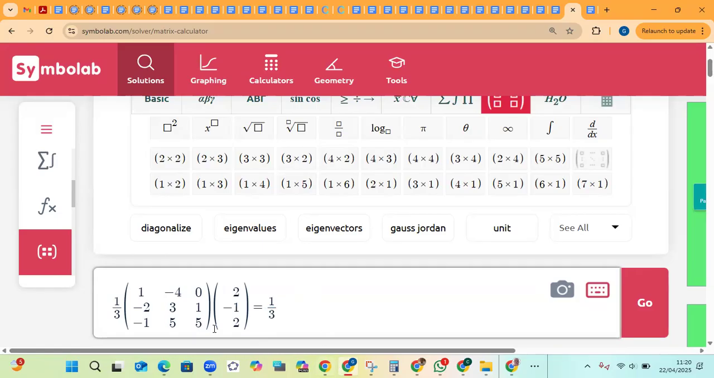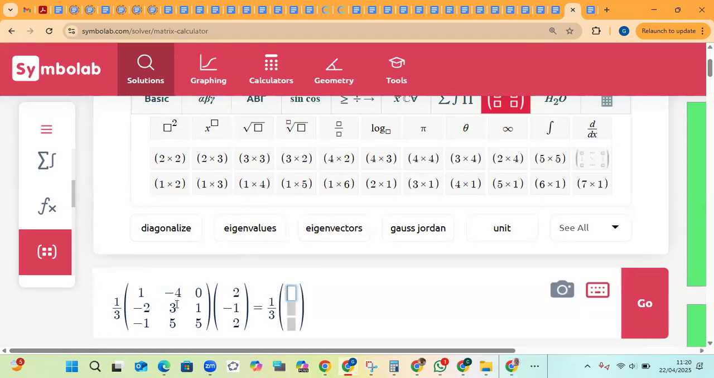So the first matrix has 3 rows and the second matrix has only 1 column. So our solution will follow the number of rows of the first and the number of columns of the second. So our final solution will have 3 rows, just like the first, and 1 column, just like the second, so that our answer will be a column matrix.